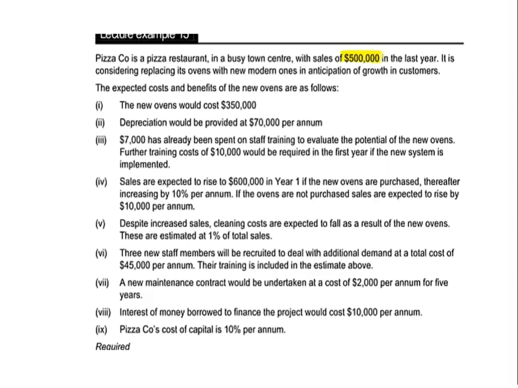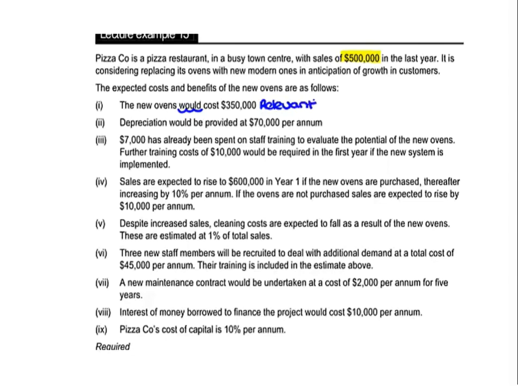if they are relevant. So the first point then relates to the cost of the new ovens of $350,000, and that's the first thing in A1 that we have to say whether or not it's relevant. Because the ovens haven't been bought, it says would cost, so we assume then that if we want these ovens, we're going to have to go out and buy them. So that is a relevant cost.